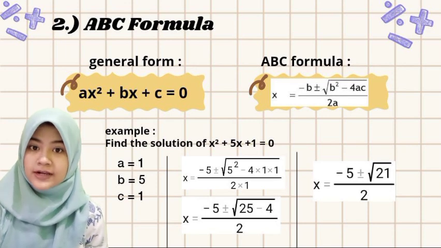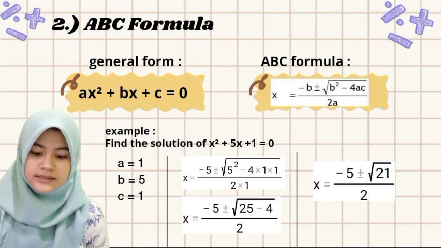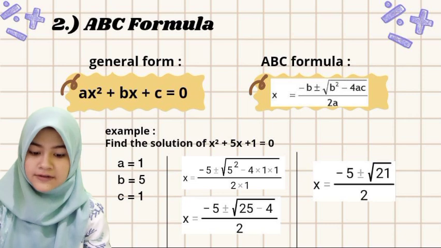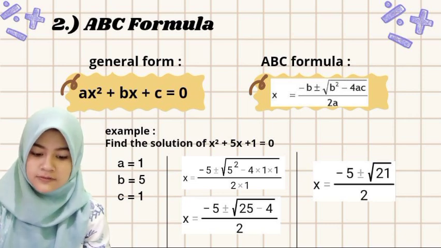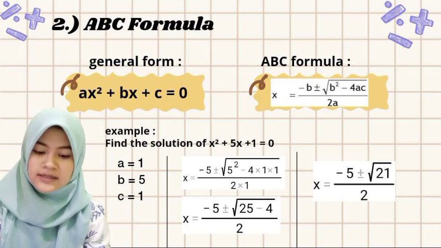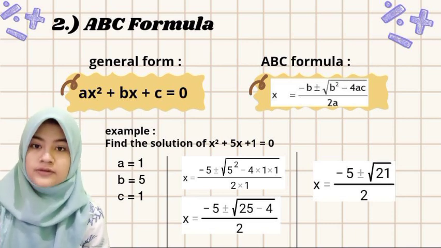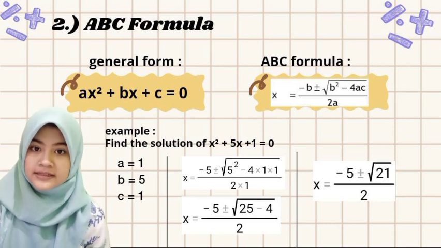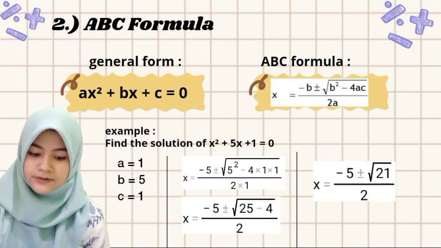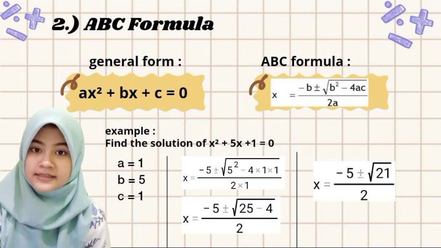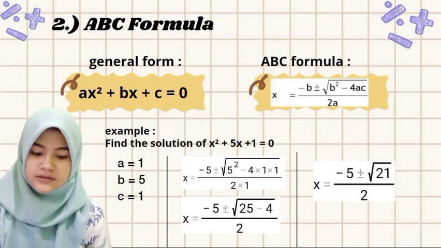So, the ABC formula is x equals minus 5 plus minus root of 5 to the power of 2 minus 4 times 1 times 1 divided by 2 times 1. X equals minus 5 plus minus root of 25 minus 4 divided by 2. X is minus 5 plus minus root of 21 divided by 2.